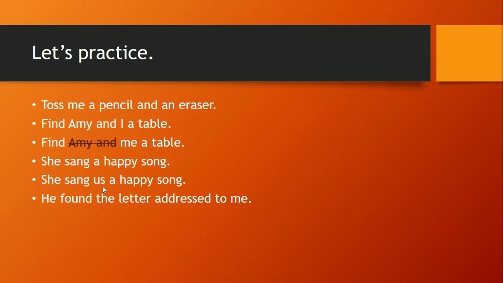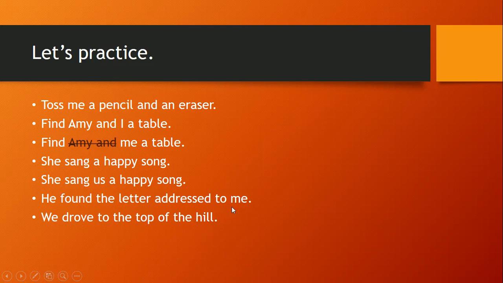She found the letter addressed to me. Okay, let's go back to that one. The phrase to me, that is a prepositional phrase. So me is the object of the preposition to. This is not the indirect object, and a lot of times we want to say that.